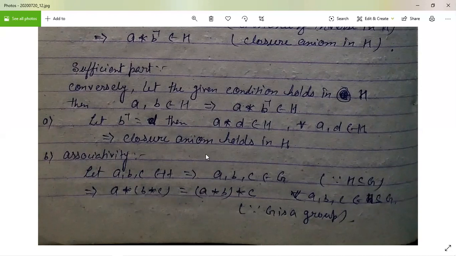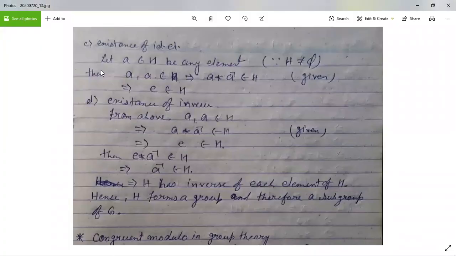Next one is the existence of identity element. Let A belong to H, where H is not equal to the empty set. Then A, comma A belongs to H. This implies that A star A inverse belongs to H. This implies that A star A inverse equals E, which belongs to H. Therefore, the identity element exists in H.